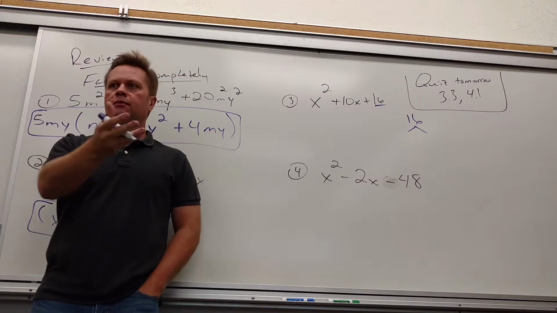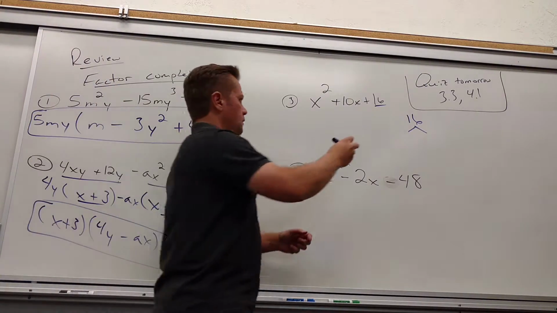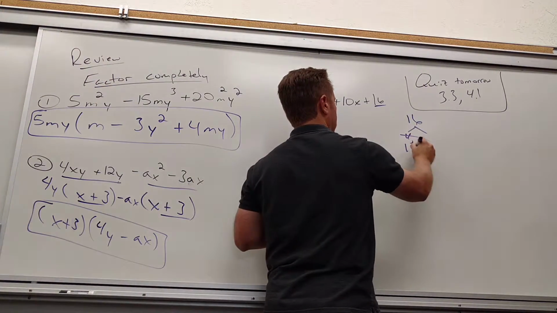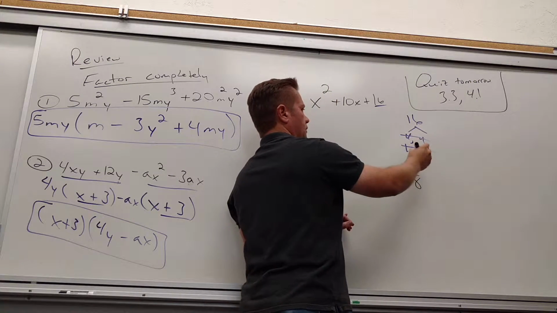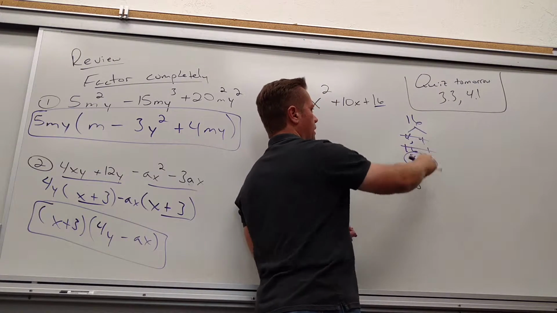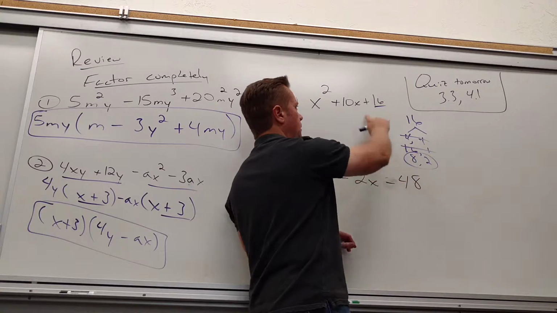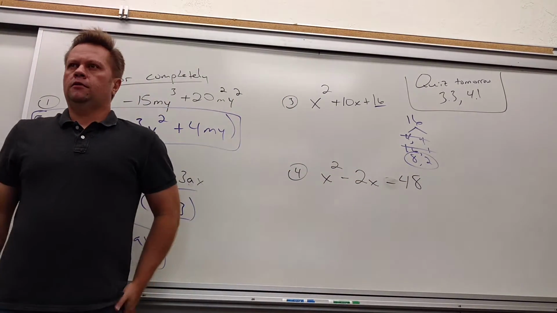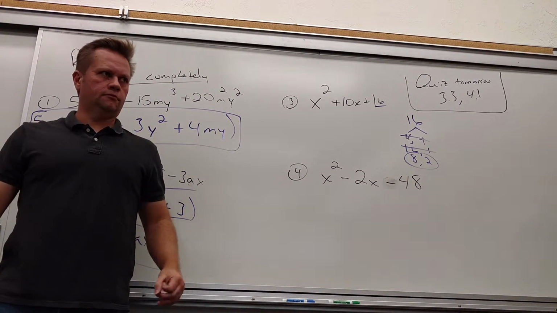16 and 1, they add to be 17. They're no good, right? So it's not 4 and 4. It's not 16 and 1. Yeah, it's 8 and 2. I like it. 8 and 2 make 16 when you multiply, and 8 and 2 make 10 when you add. It is a little number game, right?